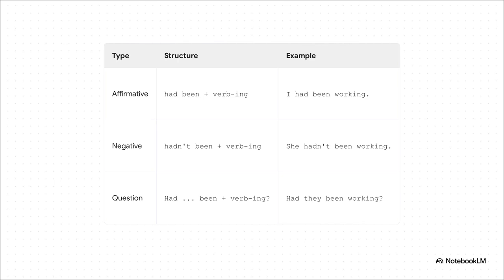And here's what that looks like out in the wild. For a positive sentence, you get, I had been working. Want to make it negative? Easy. Just pop in not. She hadn't been working. And to ask a question, you just flip the first 2 parts. Had they been working? So simple and clean.